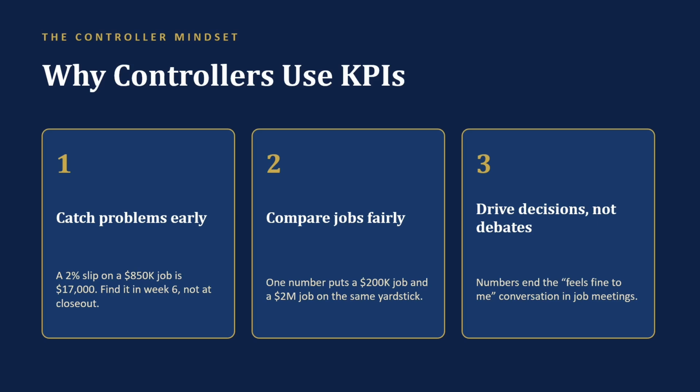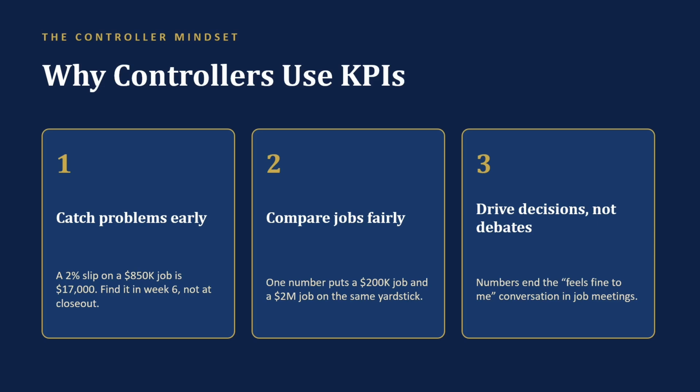So why do controllers lean on KPIs so heavily? 3 reasons. First, catching problems early. A 2% slip on an $850,000 job is $17,000. You want to find that in week 6, not at closeout when there's nothing left to do about it.